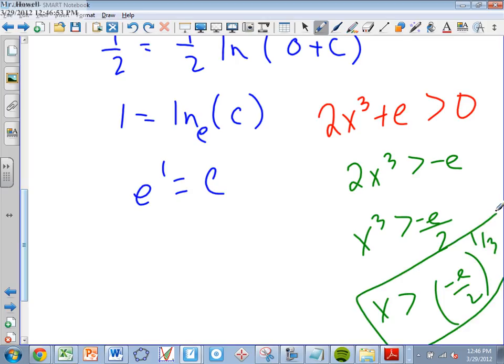There's your domain. Now, after this, the answer key puts it as 1/2 e. I put it as e over 2. Same thing. After this, it asks for the range. What's the range? What do we say? Negative infinity, positive infinity. Log functions always have the same range.